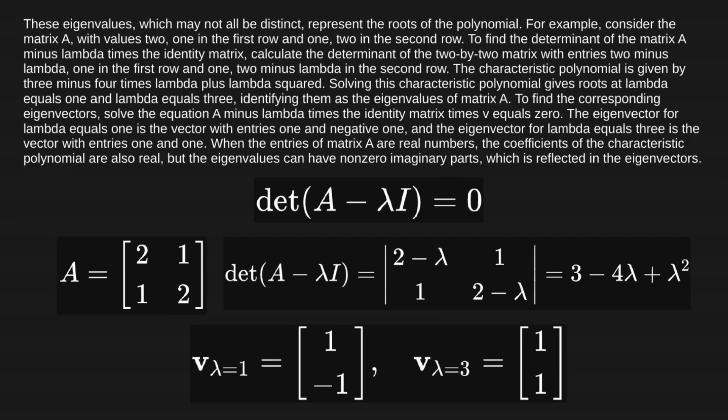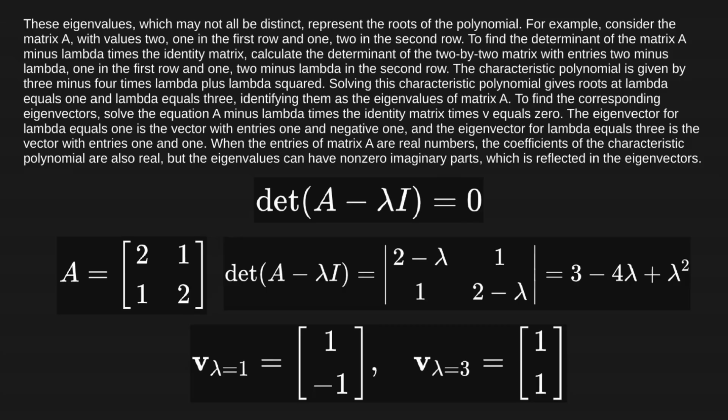matrix A. To find the corresponding eigenvectors, solve the equation A minus lambda times the identity matrix times v equals 0. The eigenvector for lambda equals 1 is the vector with entries 1 and negative 1, and the eigenvector for lambda equals 3 is the vector with entries 1 and 1.